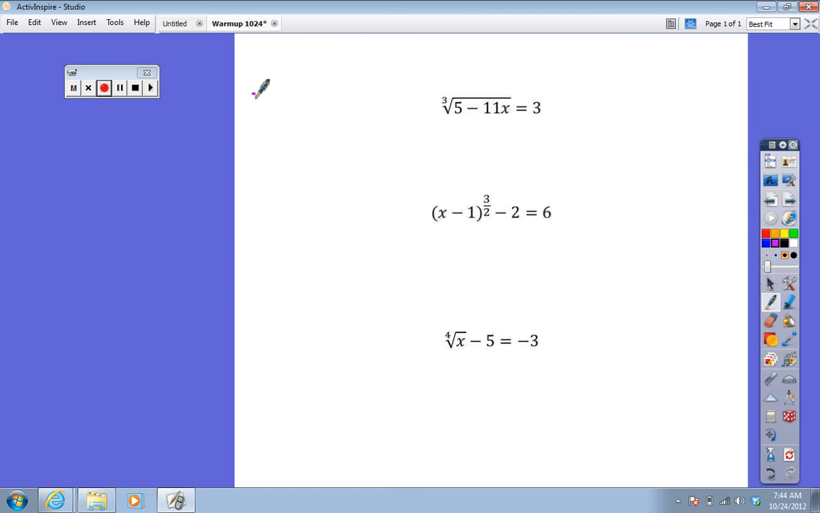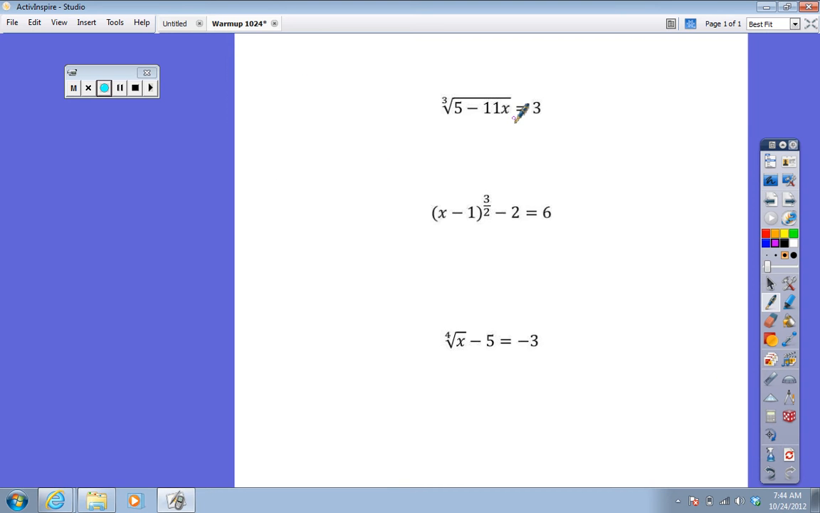Say if you had the square root of x equals 4, most of you would know to just square both sides. And this is the inverse of taking the square root by squaring it, and you end up with x equals 16. So that's really the principle of this entire homework lesson. So let's go to the first example.